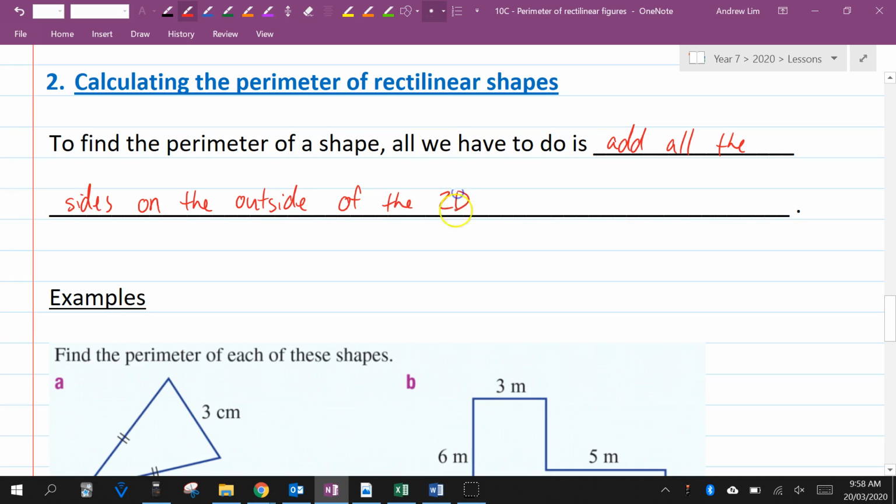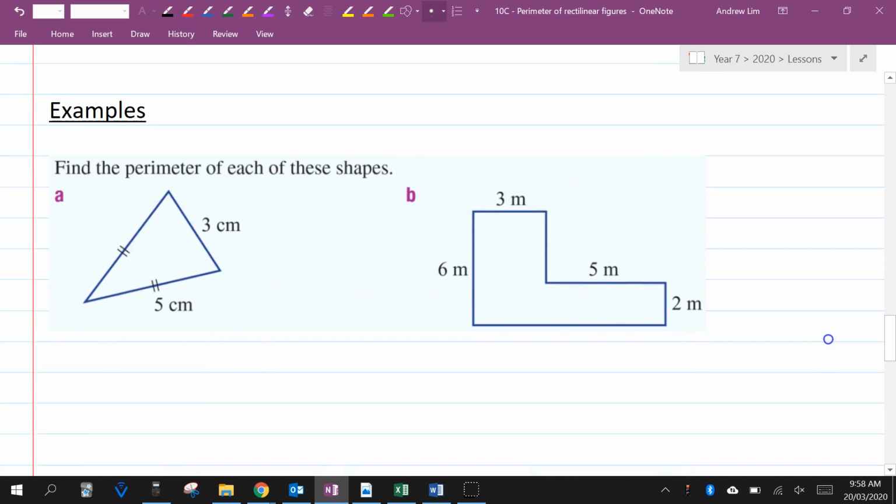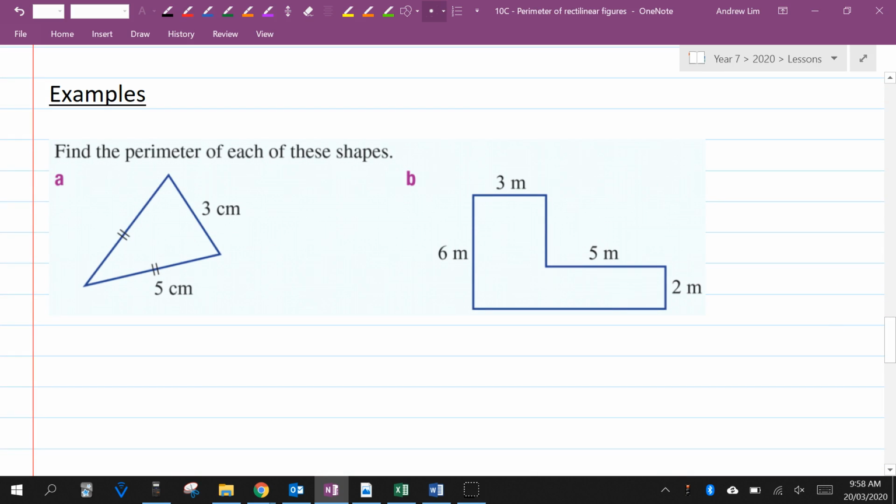Of the 2D shape. Okay, so let's have a look at a few examples. We're going to find the perimeter of these shapes.